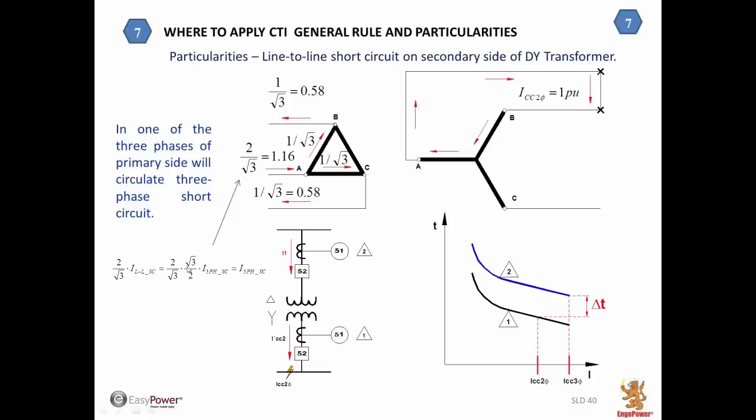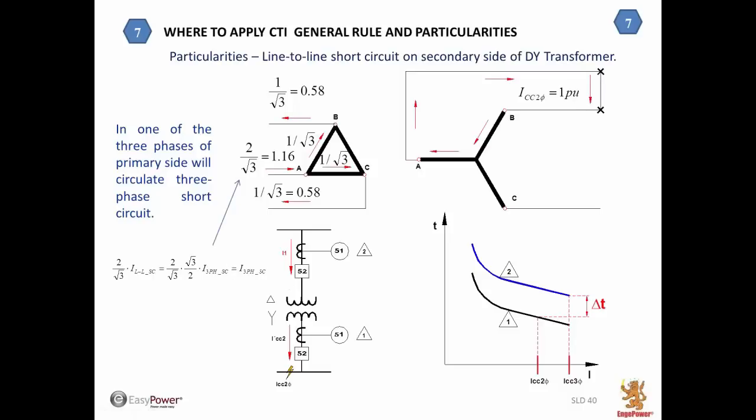But line-to-line short circuit is root 3 divided by 2 times the 3-phase short circuit. In other words, this root 3 cancels with this other, and this 2 cancels this 2. The meaning is that if we have a line-to-line short circuit on the secondary side, in one phase on the primary side, we circulate the value of the 3-phase short circuit.